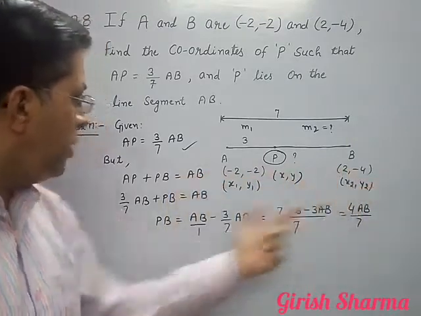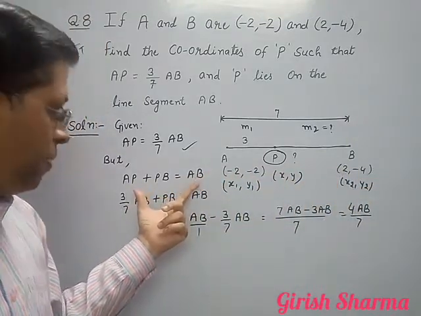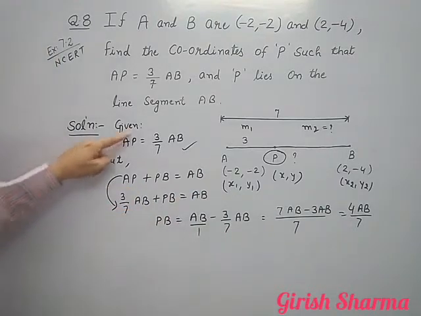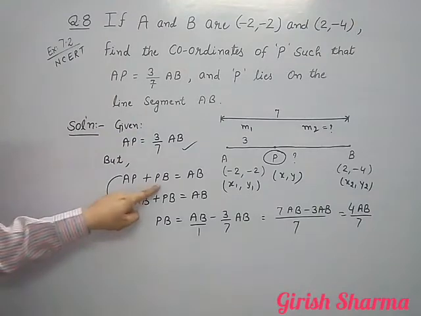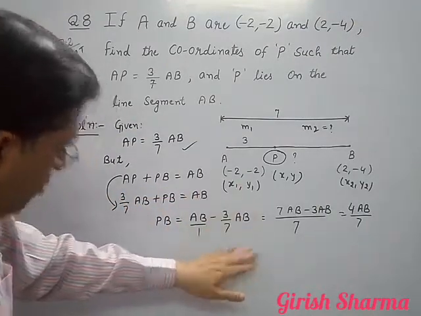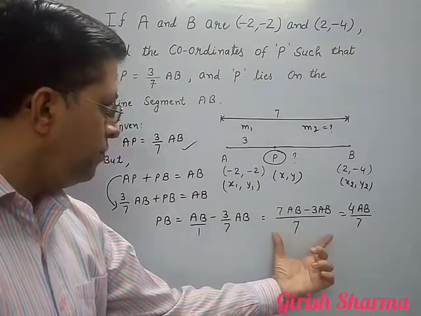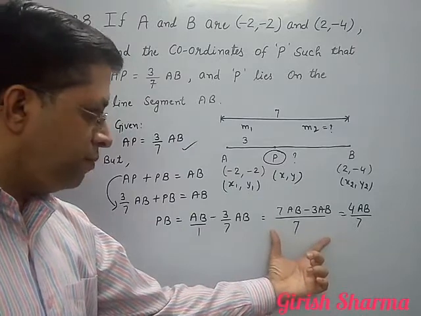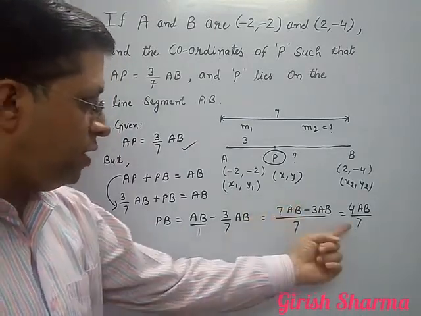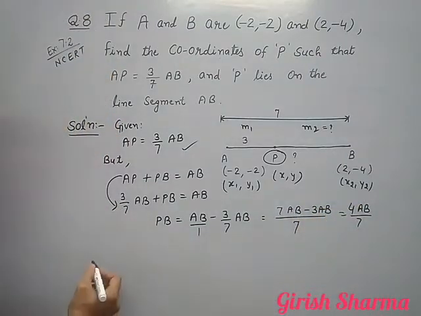will be equal to AB, because the point lies on AB. AP is equal to 3/7 AB, PB is as it is, AB as it is. Send 3/7 to that side. What will be then? I am taking LCM. After taking LCM, 7AB minus 3AB is 4AB upon 7.